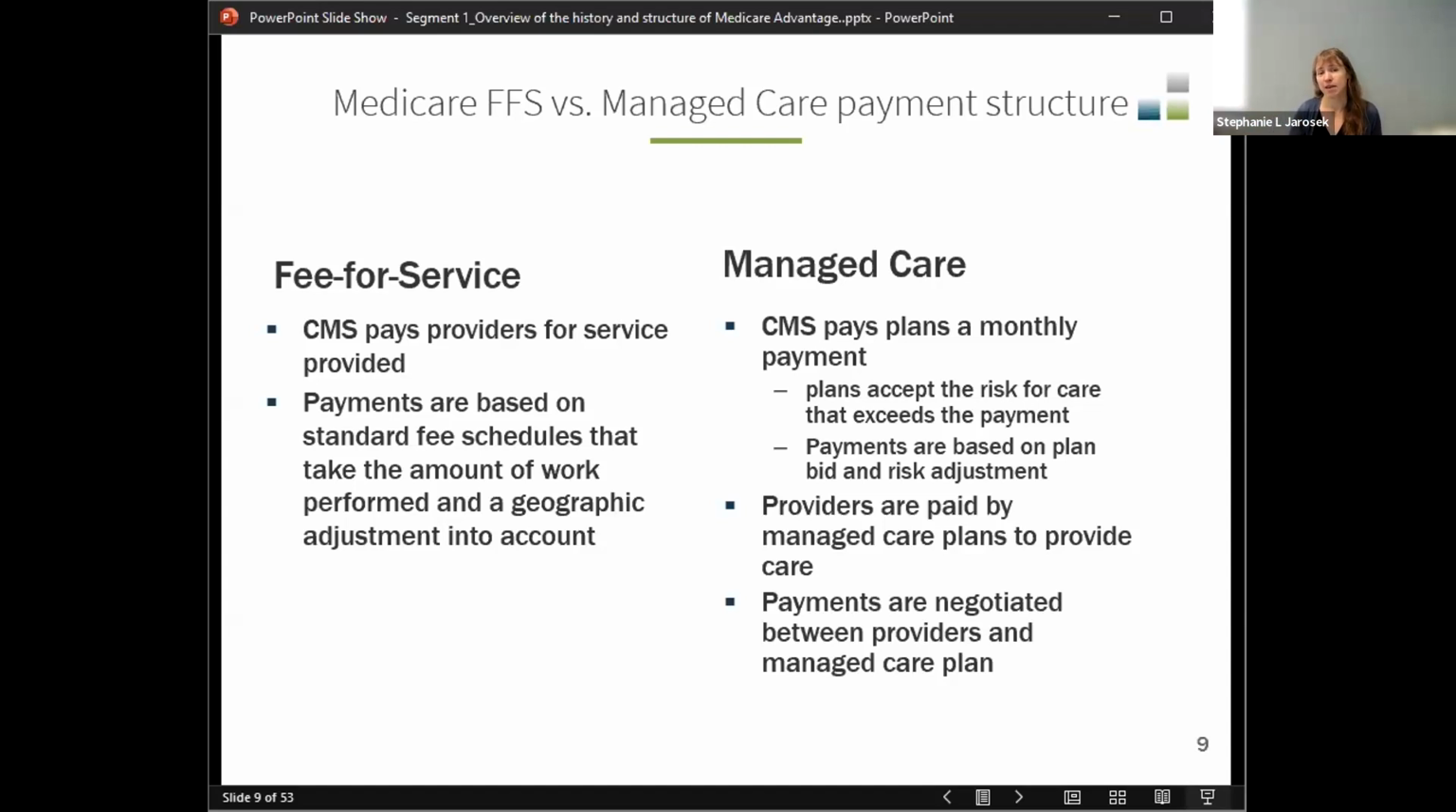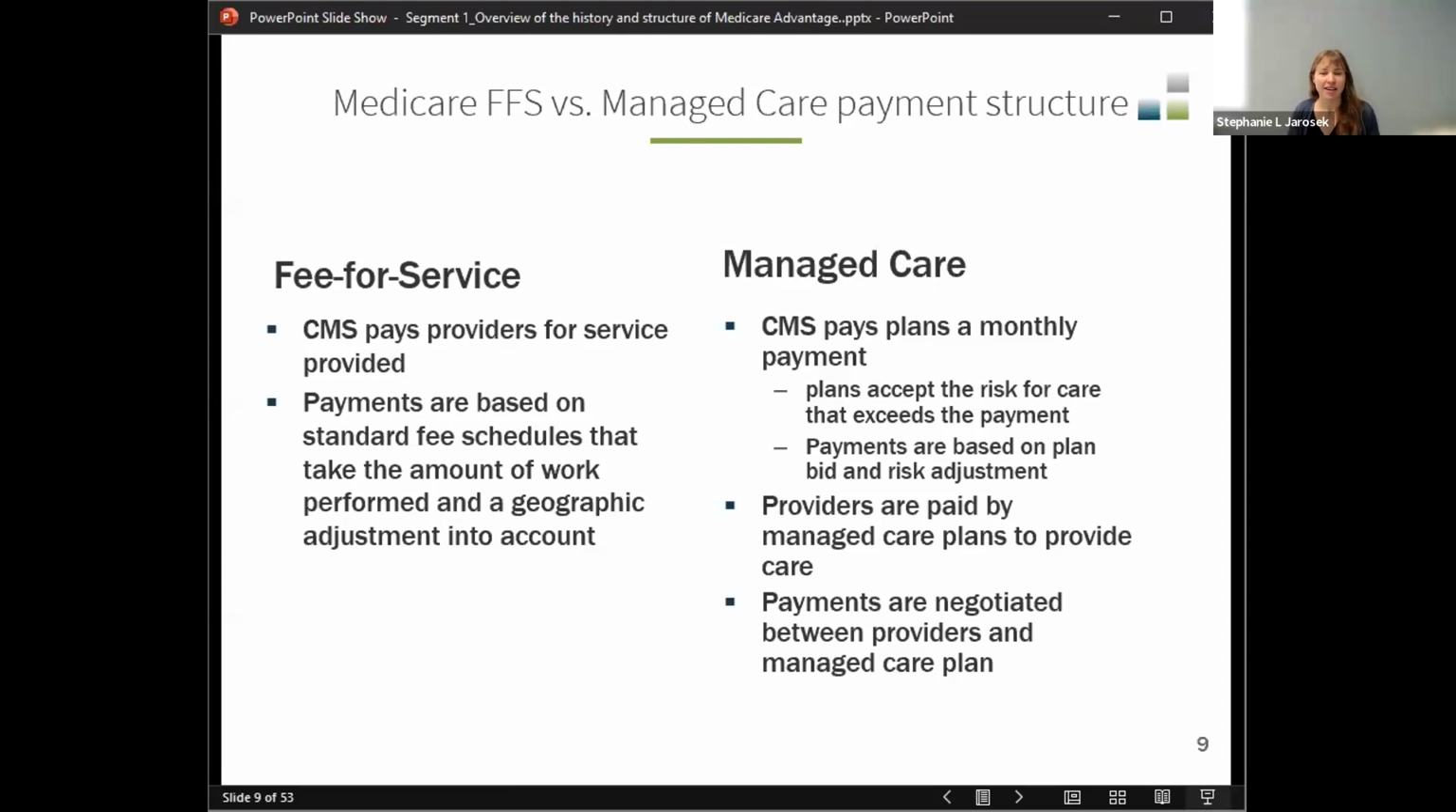So CMS is paying a monthly payment to the managed care organization, and then the plan is accepting the risk for any care that might exceed the payment. And the payments are based on the plan bid and the risk adjustment. So the plan will decide how much they think they're going to need, and the risk adjustment takes into account how much care their beneficiaries probably need based on their diagnoses. And that information goes together and it determines the payment to each plan. And it's one payment per person per month usually.